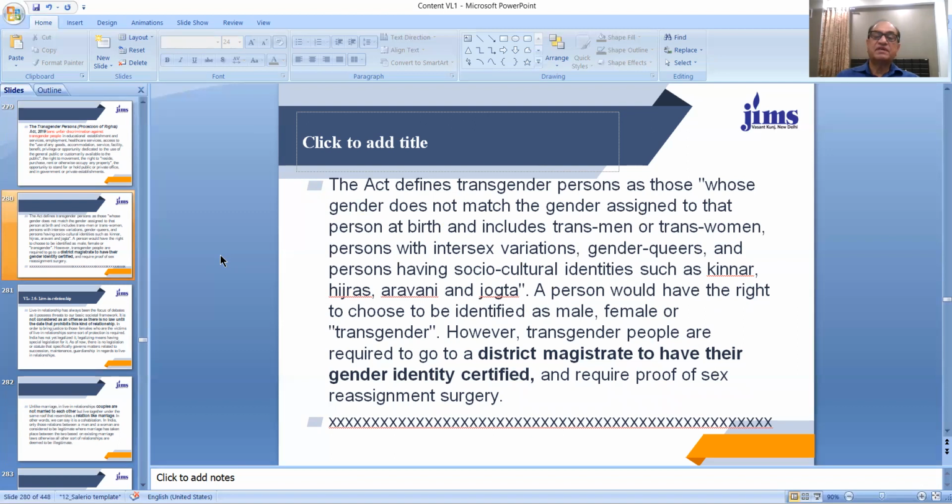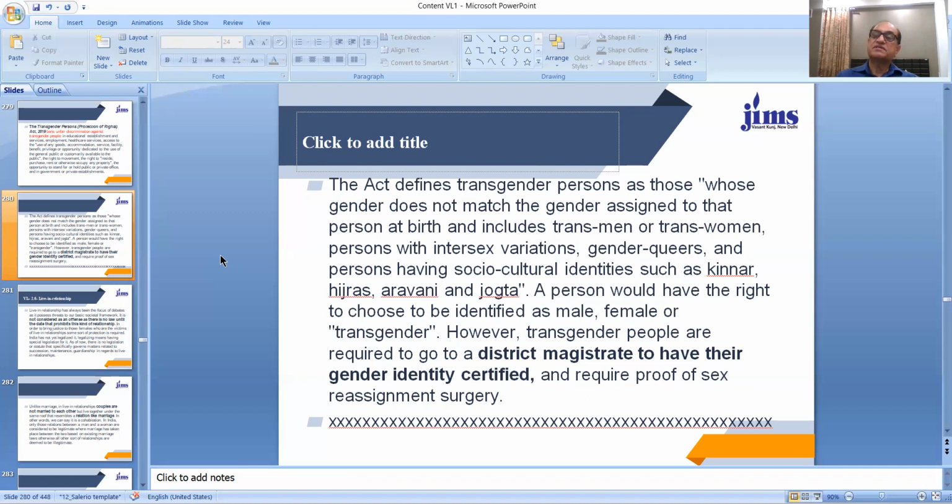So a person would have the right to choose to be identified as male, female, or transgender. However, there is a criticism of this Act also, that transgender people are required to go to a district magistrate to have their gender identity certified and to provide proof of sex reassignment surgery. Every transgender person under this Act is required to go to the office of the district magistrate so that their gender identity may be certified by the district magistrate.